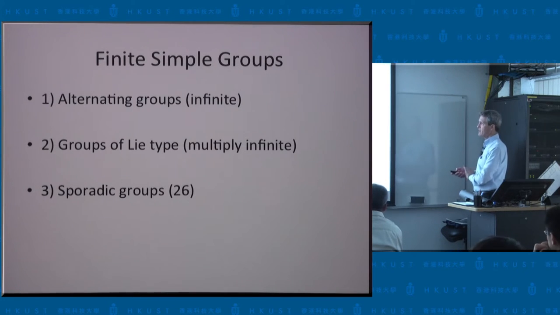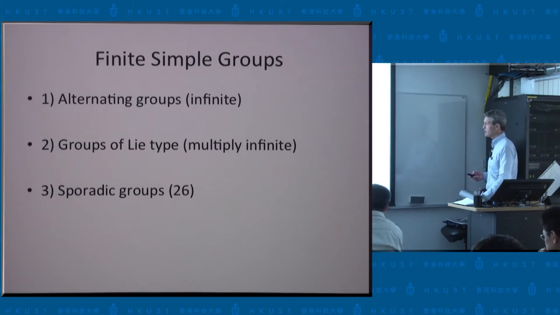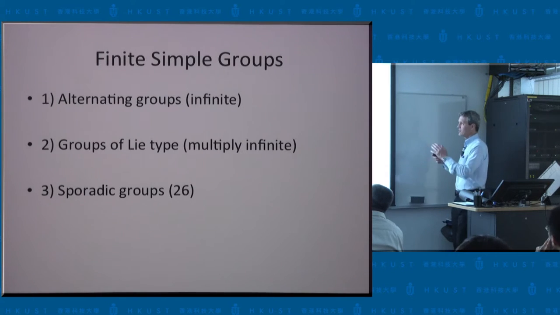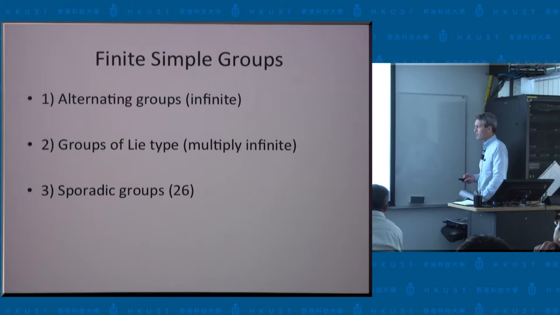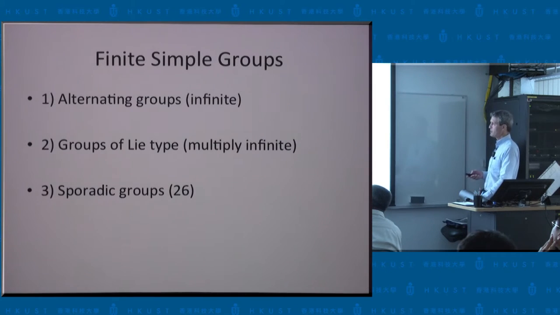And then there's a large family of groups which are called groups of Lie type, which is an infinite number. It sort of has two infinite parameters associated with it. And I'll talk a little bit more about that in a minute. And then there's 26 other groups which haven't been put into a systematic framework. Those are called sporadic groups. So this was the big theorem of the 20th century in group theory, that these are the collection of finite simple groups.